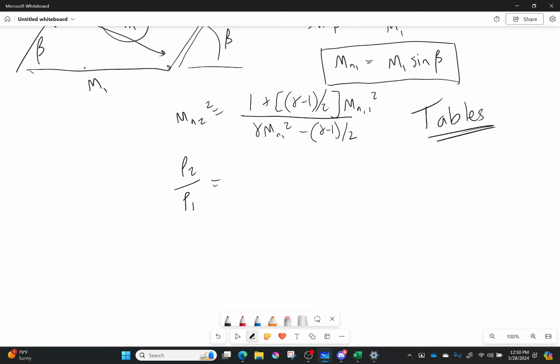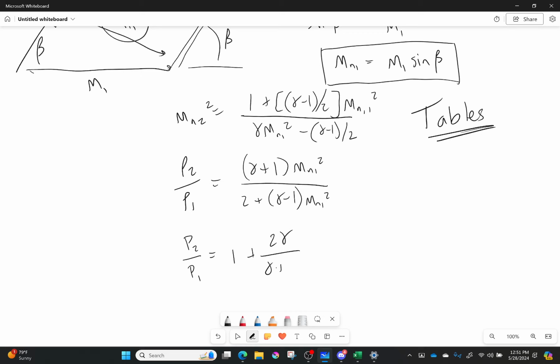Okay, then our density ratio is going to be equal to gamma plus 1 times the normal Mach number squared, all over 2 plus gamma minus 1 times the normal Mach number squared. And our pressure ratio is going to be very similar. Sorry, it's using the same tools, but not a similar equation. My bad. Okay, 2 gamma over gamma plus 1 times our normal Mach number squared minus 1.